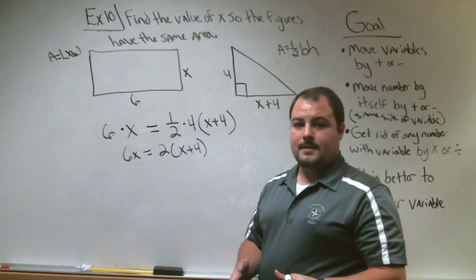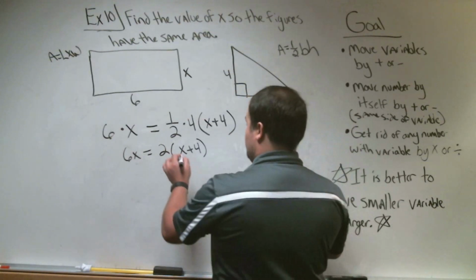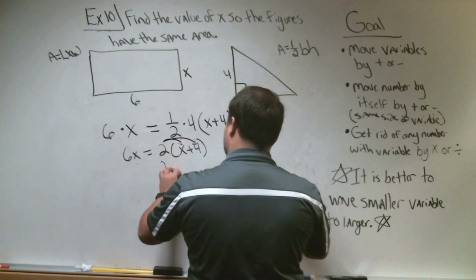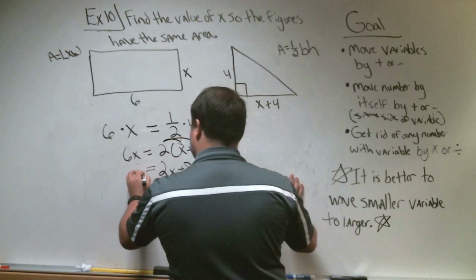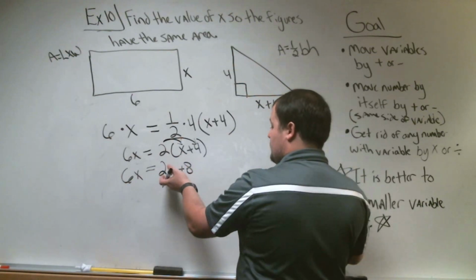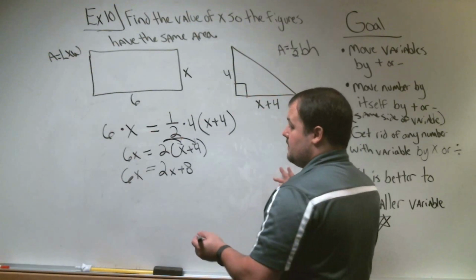So here's where we're at. Since we have a number next to parentheses, we're going to go ahead and distribute. 2 times x, that's 2x. 2 times 4, that's 8. So we have 6 of something equals 2 of something plus 8. Now we go ahead and solve.